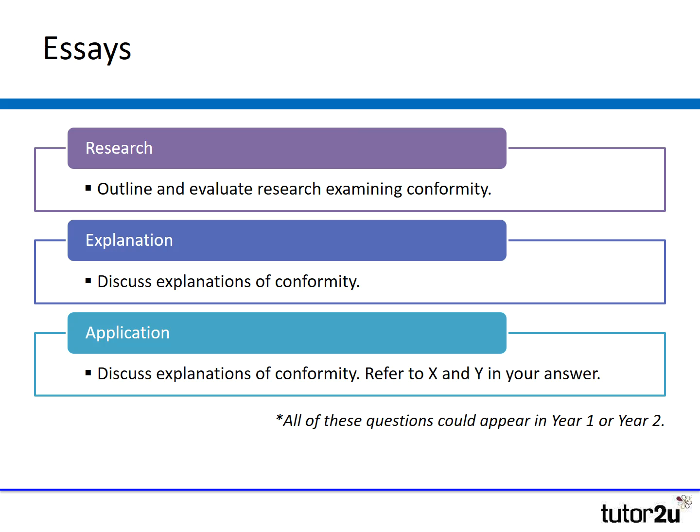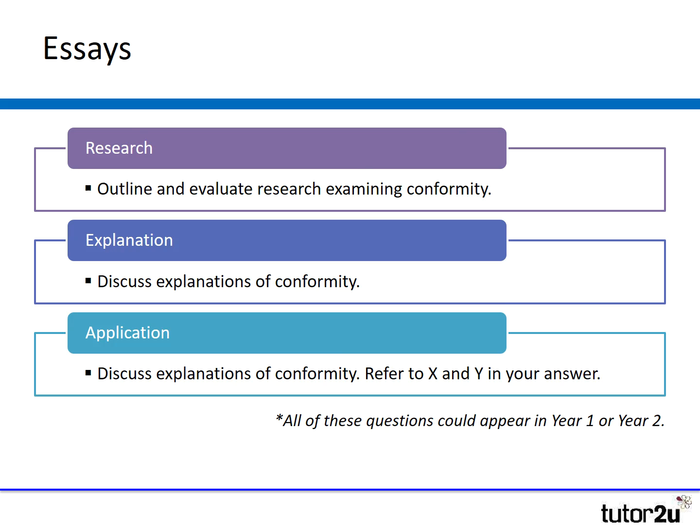Let's put that into the context of 3 different questions now. So as I've mentioned, you can get research questions, what I call explanation questions, and application questions. Let's put that into conformity so we're sticking within social psychology. Your research question might read, outline and evaluate research examining conformity. Your explanation question might say, discuss explanations, plural, of conformity. And your application question might say, discuss explanations of conformity and refer to person X and Y in your answer, okay?